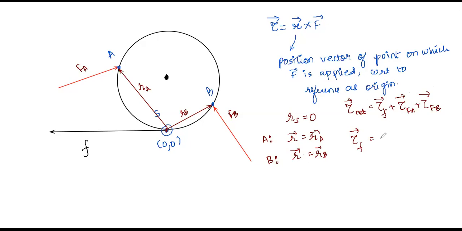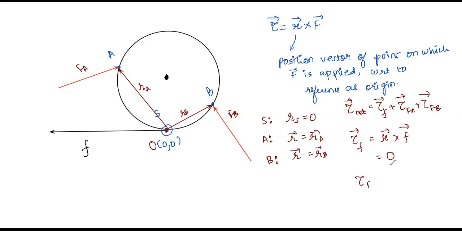Torque due to friction is equal to the position vector of the point where friction is acting into friction itself, correct? Now, what is the position vector of the point where friction is acting? 0 or not? Because it is lying on the origin itself. So S is lying on O itself, so its position vector should be 0. Therefore, torque due to friction will be 0.